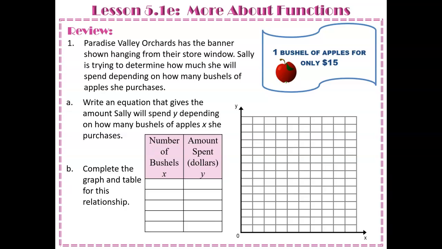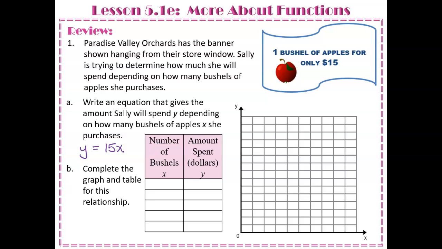Paradise Orchard has a banner showing in their window. Sally's trying to determine how much she will spend depending on how many bushels of apples she purchases. So it says that one bushel is $15. So let's write an equation first of all. So y is the total amount she will spend, and x is the number of bushels of apples. So your equation should be y equals 15x. So x is the number of bushels, y is the total spent.